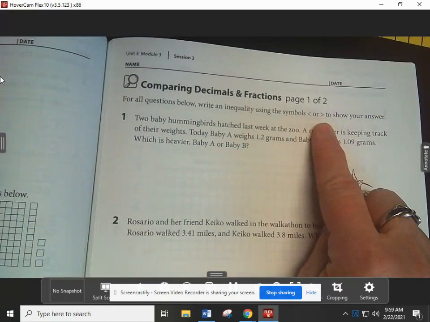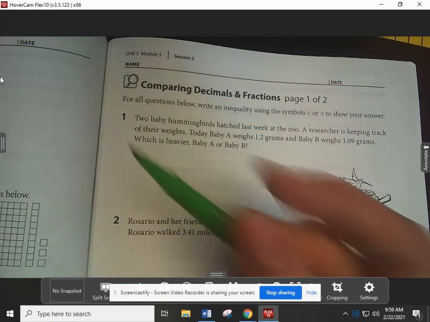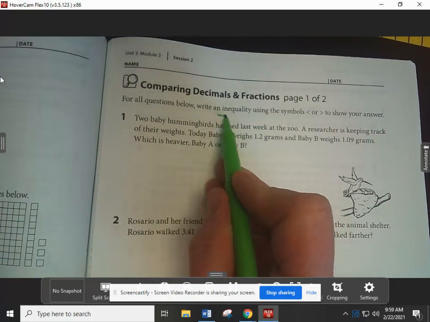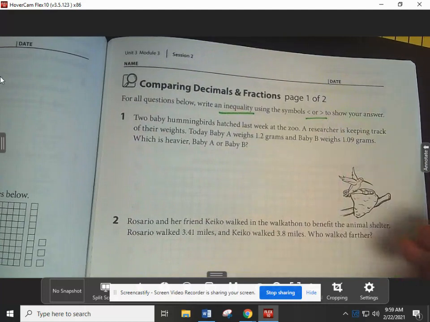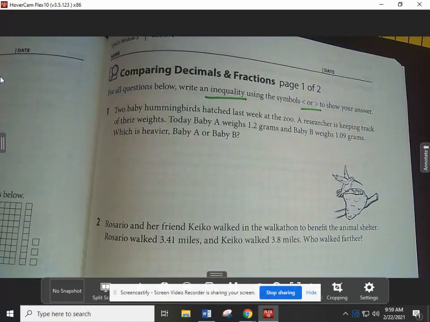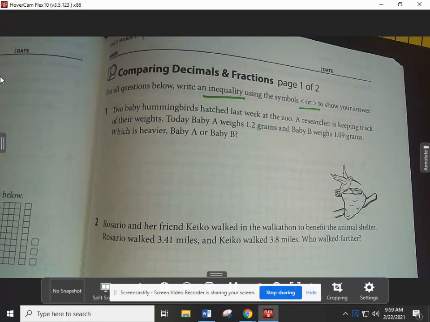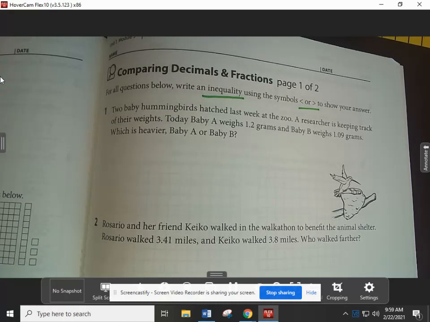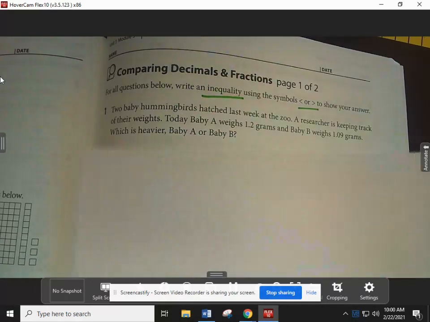Okay, so now here it's telling us that we have to do some symbols. Always helps if we read the directions. So it says for all questions below, write an inequality using the symbols. What does that mean for directions? Write an inequality to show your answer? How many of you have ever heard of directions written like that before? Oh my goodness, nobody put hands in the air. Does anybody know what it means? Okay, let's talk about this. It's going to be hard to follow directions if you don't understand them.